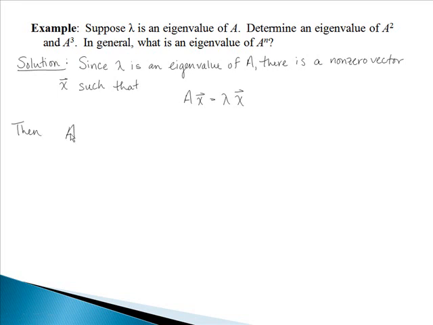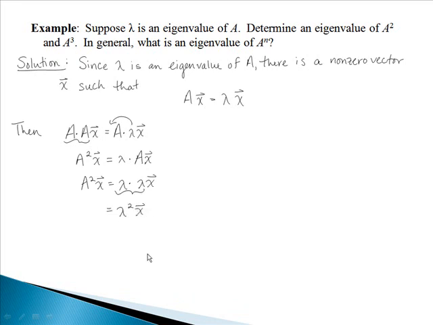I'm going to take my equation and multiply on the left by A on both sides. Then over here on the left side we have A squared times x. On the right side, since lambda is a scalar, I can move where it's located, so I'll have lambda times Ax. But we just said that Ax is lambda x, so then I have that A squared x is equal to lambda times lambda x. Now this is lambda squared times x. So I have found that A squared times my vector x is equal to lambda squared times x. Therefore lambda squared is an eigenvalue of A squared.